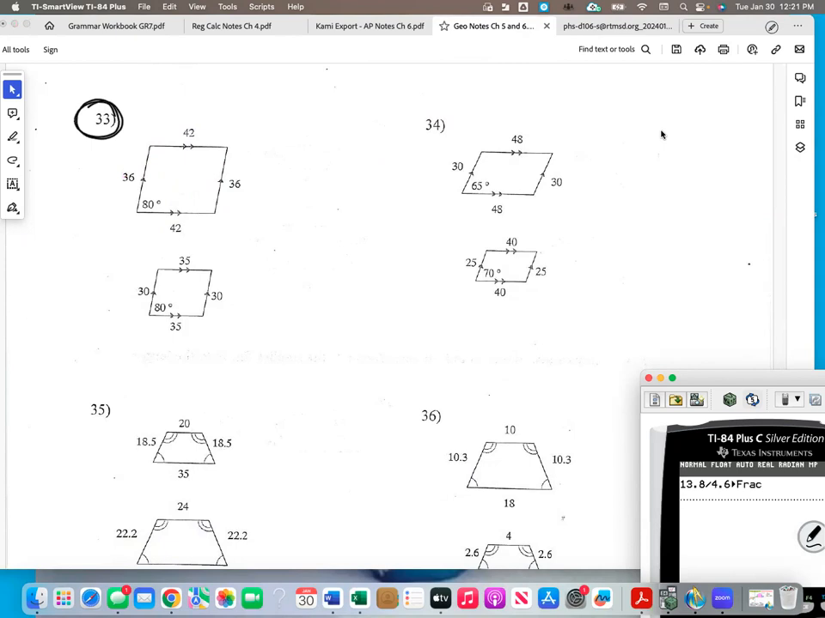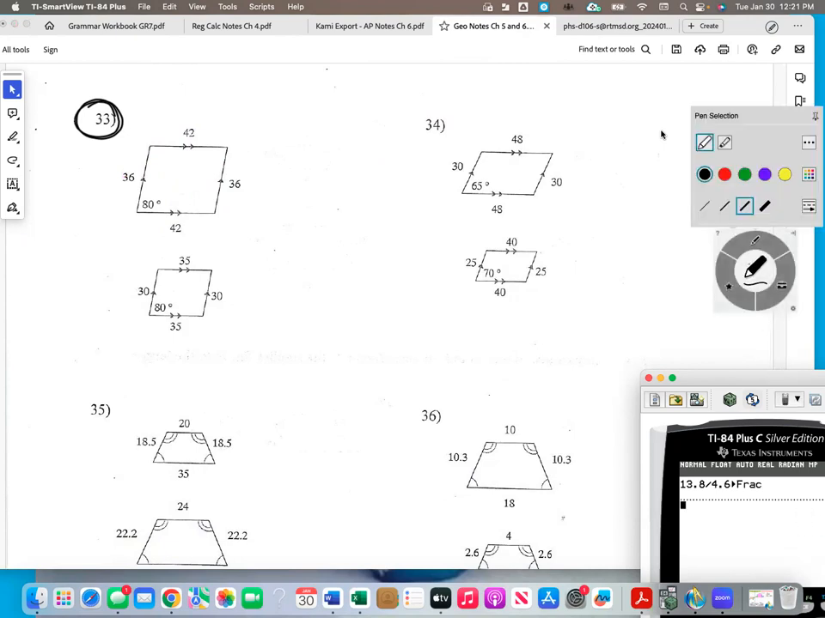The video will pause. All right, so for number 33, this angle is 80. This angle is 80. This other angle here would be 100. This would be 100. That's 80, 100. All the corresponding angles are equal, so the figures are similar. So now we're matching up the sides. So 36 over 30. 42 over 35.